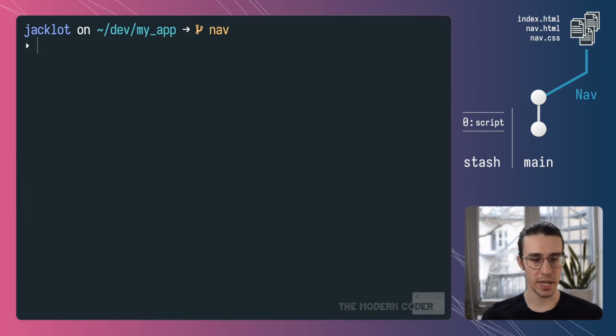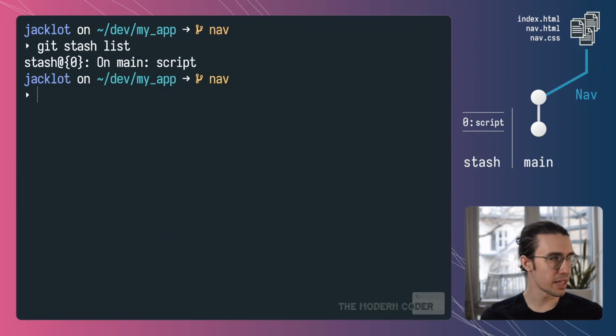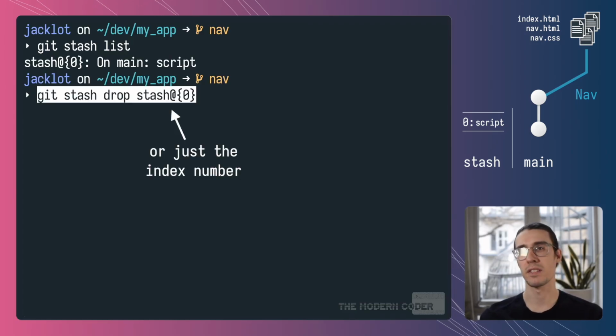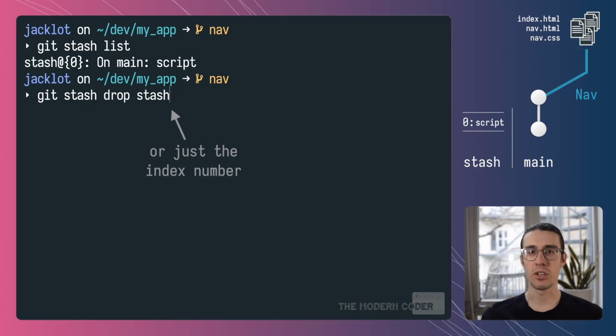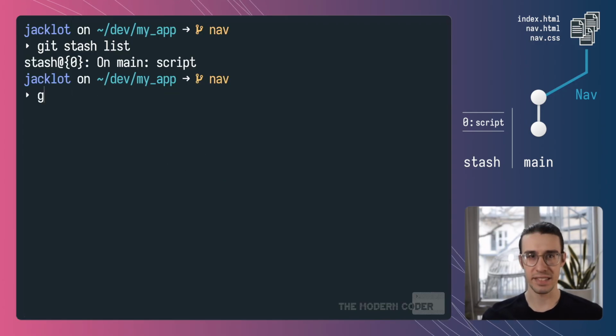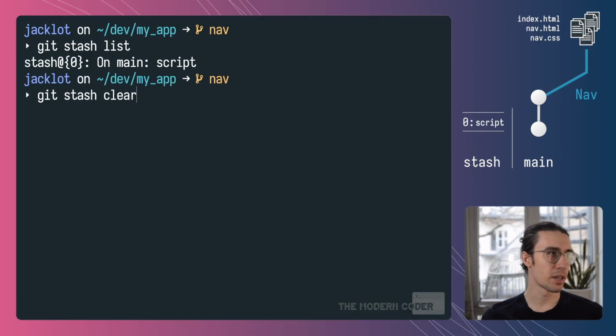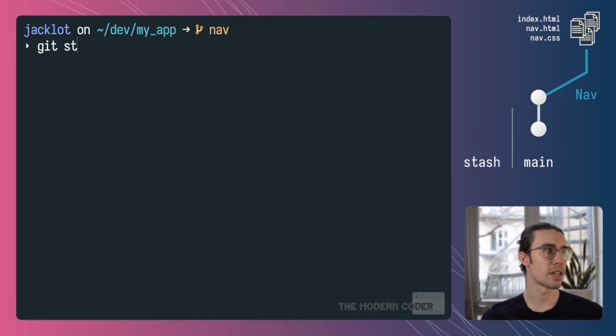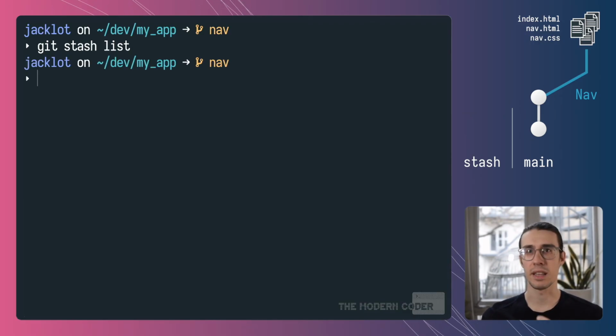Now, one quick thing before we get back to merge conflicts is that you can always drop a stash entry by running git stash drop and then specifying the stash name. Now, you can also drop and clear your entire stash stack by running git stash clear. And as you can see, if I run git stash list now, you can see that that script stash is now gone.